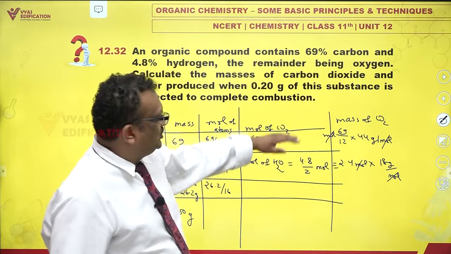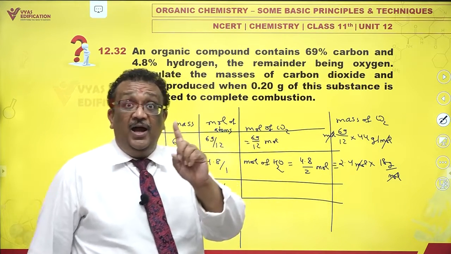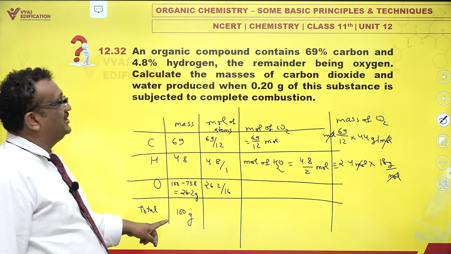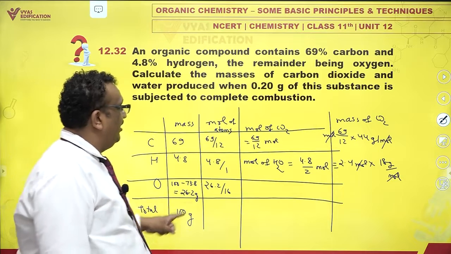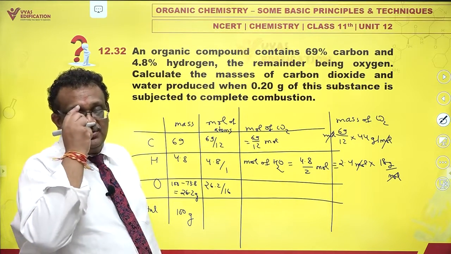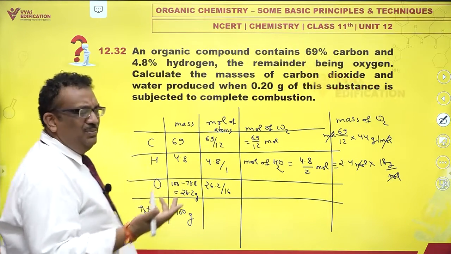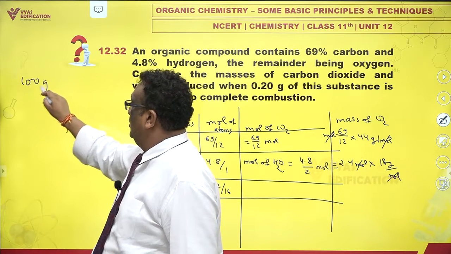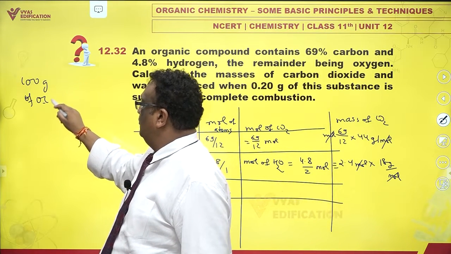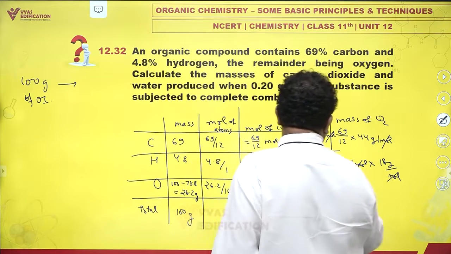So how many grams of CO2 and H2O would I have had if I started with 100 grams of mixture? But I don't have 100 grams. Instead of 100, I just have 0.2 grams. So this is simple ratio and proportion. 100 grams of organic compound gives how many grams?